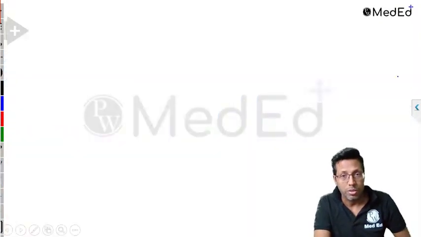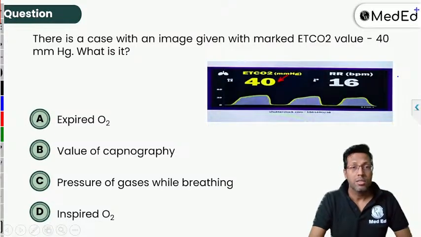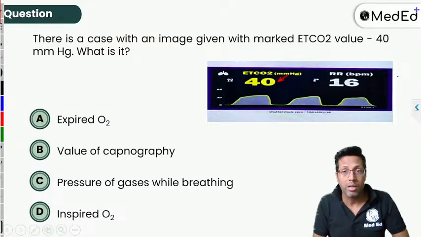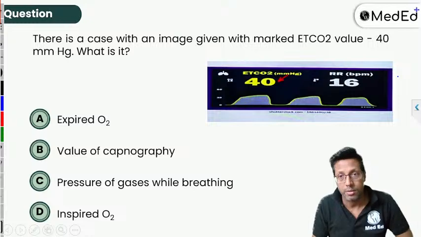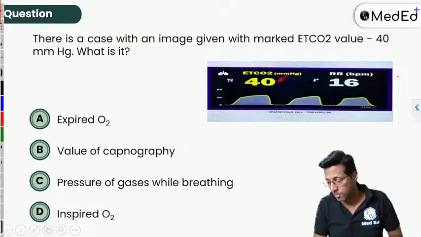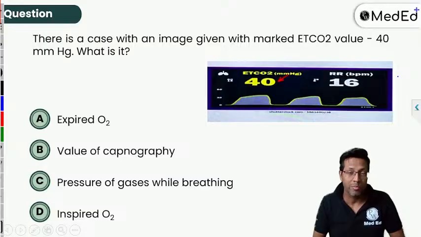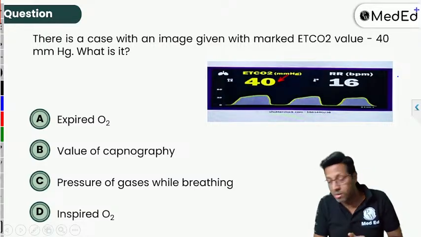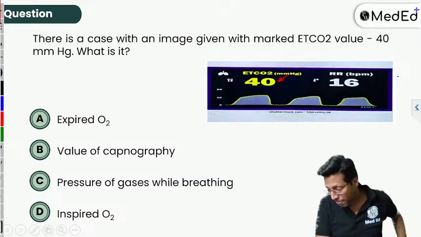Okay. Next question. There is a case with an image given with marked EtCO2 value 40. What is it? Okay. Sometimes easy questions come in the exam. This was a very easy question where the answer is given in the question itself.